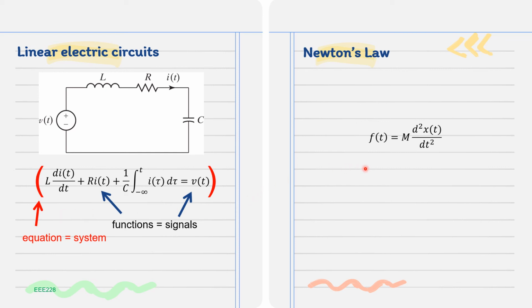Same here. This is another physical system, Newton's law. This is a second order system. So we have one function f(t), and we can also consider this x(t) as another function. And then the whole system is represented by this equation, Newton's law.